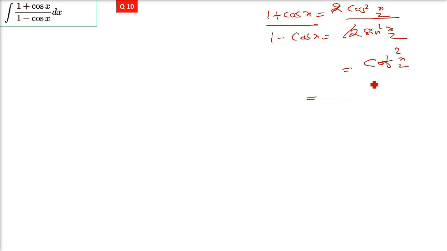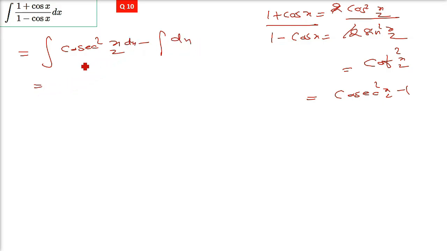So when it is cot square x by 2, what do you get? It's cosec square x by 2 minus 1. Cot square theta is cosec square theta minus 1. So when we have this cosec square x by 2 minus 1, let us take it here. Integration of cosec square x by 2 minus integration of dx. Cosec square x by 2, what is the integration of cosec square? Minus cot x by 2, of course. Now one more thing. Because we have x by 2, we have to differentiate it and divide it. So d by dx of x by 2 is 1 by 2.